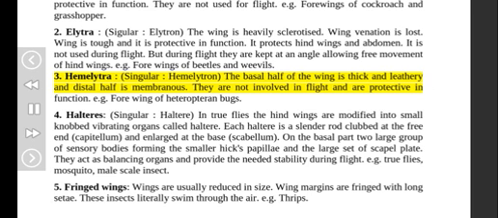3. Hemelytra, singular hemelytron. The basal half of the wing is thick and leathery and the distal half is membranous. They are not involved in flight and are protective in function. E.g., forewing of heteropteran bugs.